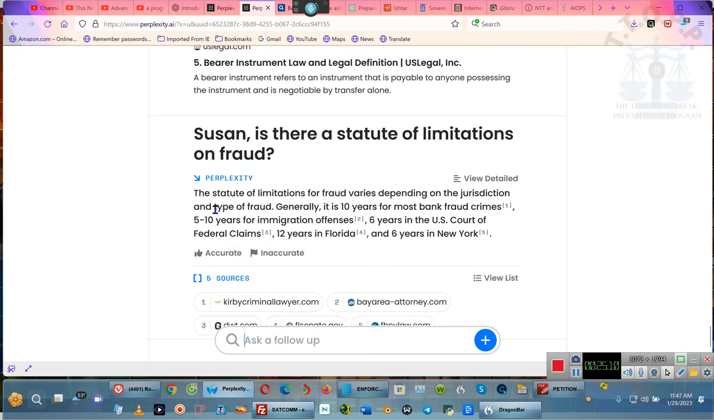varies depending on the jurisdiction and the type of fraud. Generally, it is 10 years for most bank fraud crimes, 5 to 10 years for immigration offenses, 6 years in a U.S. court of federal claims, and 12 years in Florida, 6 years in New York. Ladies and gentlemen, they are right for certain crimes. However, there is no statute of limitations on fraud because you can bring a claim when you first receive knowledge of the actual crime or when the last overt act has been accomplished.